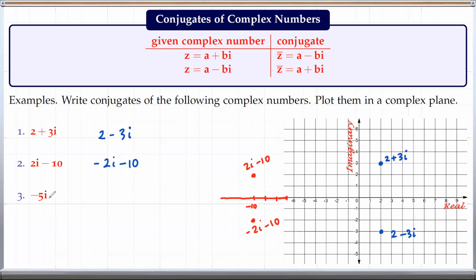And this last one, again, to get the conjugate, we negate the imaginary part. So the conjugate is simply 5i. So -5i is right here. And 5i is up here. So this is the conjugate of -5i.